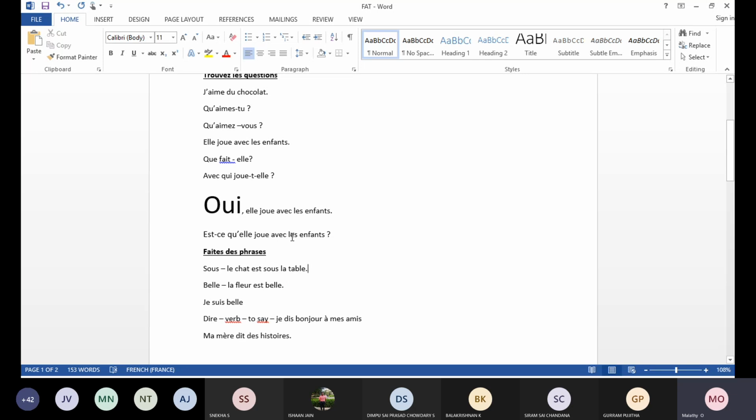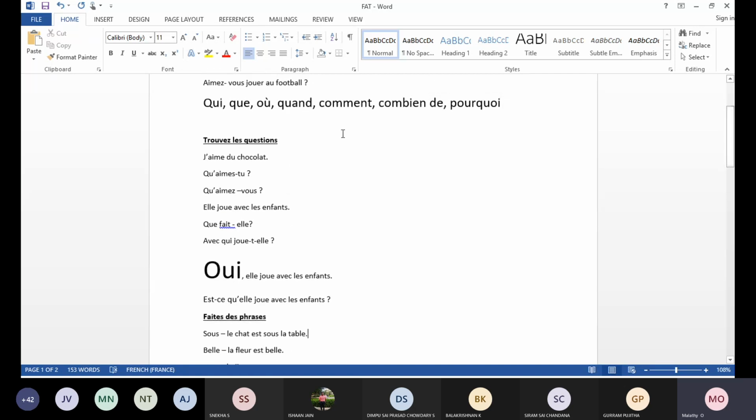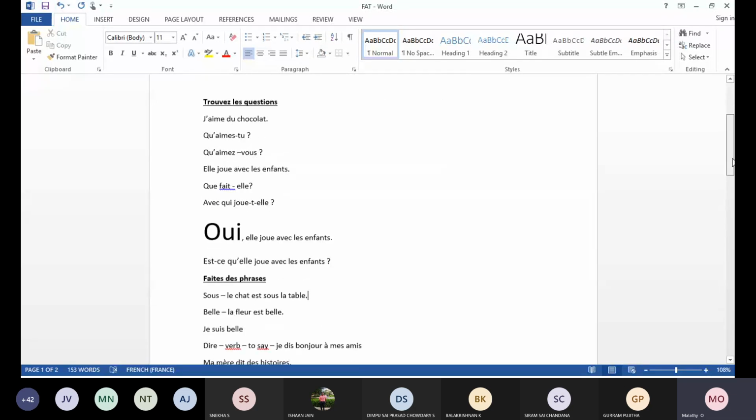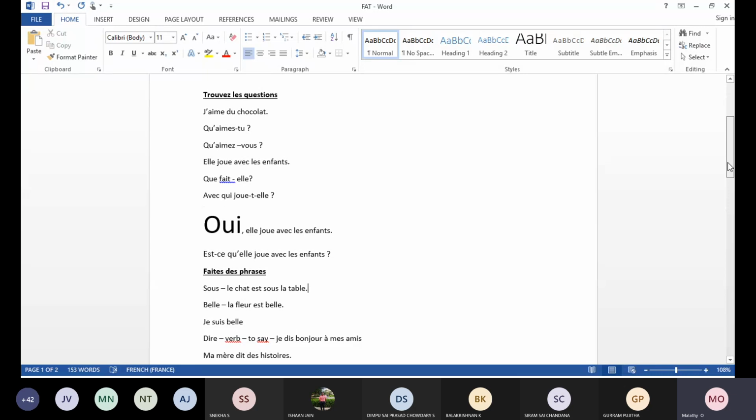Which is, does she play? Is she playing with the kids? Yes, she's playing. So est-ce que is a yes or no question. You can't put est-ce que for such a sentence like I like chocolates. She plays with the kids. Yes. So be very clear when you're framing a question with est-ce que. So if you have any doubts, stop me.